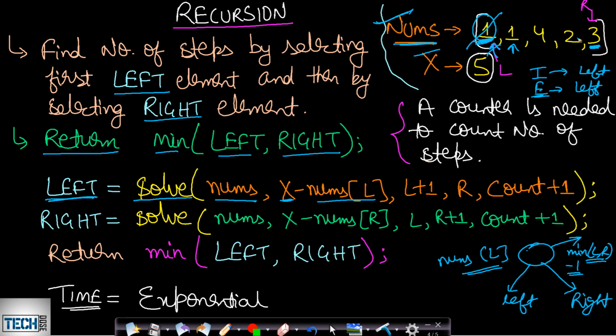So in this case you can see that the left value will be L plus 1. It will move one place to the right. Our right pointer will remain the same because we have selected the left pointer value. And since we are selecting an element, we need a counter which is needed to count the number of steps which we have done. It will keep track of the sequence length.